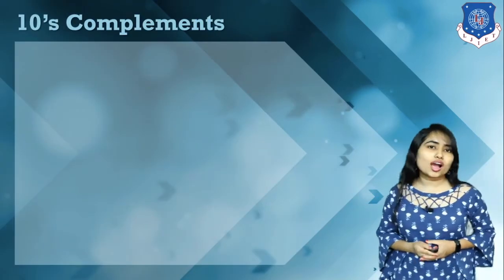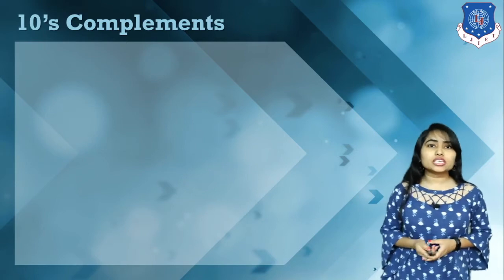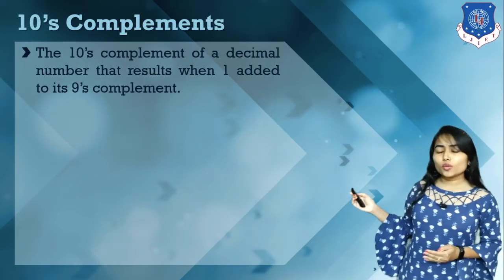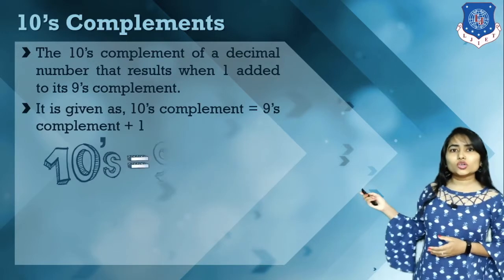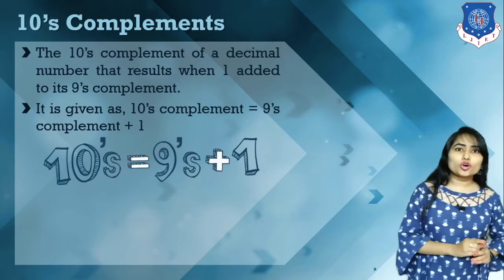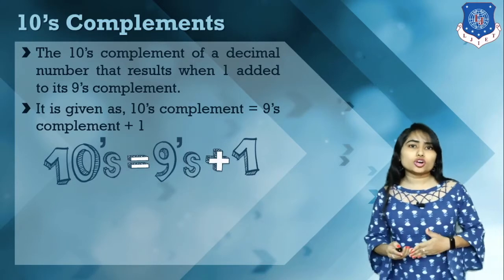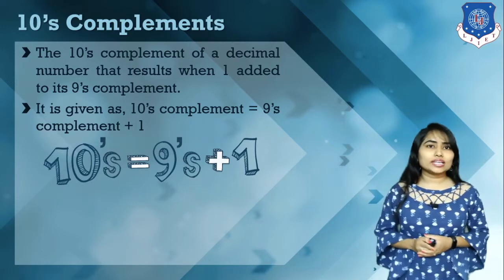Now let's discuss 10's complement. How can we calculate 10's complement? 10's complement is equivalent to 9's complement plus 1. So 10's complement can be calculated by adding 1 to the 9's complement. This is how we can calculate 10's complement.